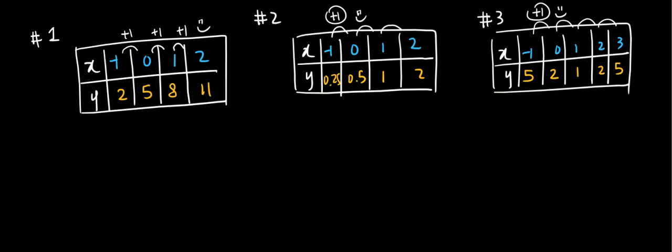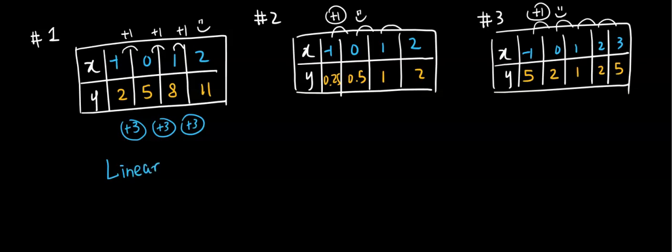Now, in order to be linear, we need to check if the successive y values have an equal difference. Which means I'm going to look at 5 minus 2. That is 3, so I add 3. 8 minus 5. That's 3, so add 3. 11 minus 8, 3. We notice that the differences of successive y values are all equal. That means table 1 is linear.